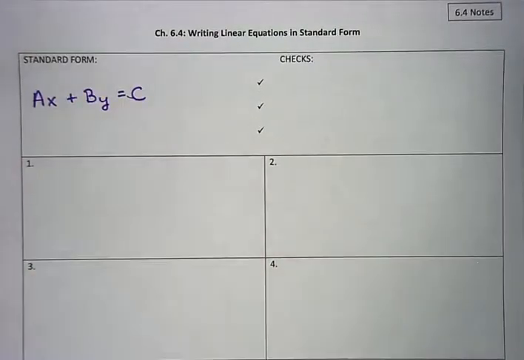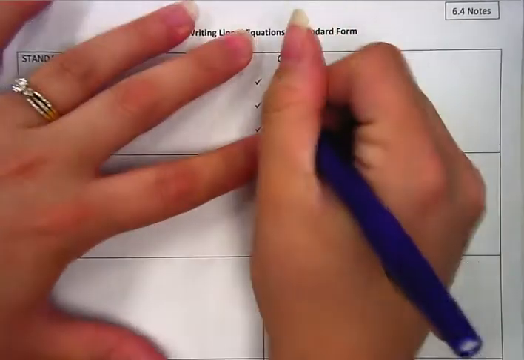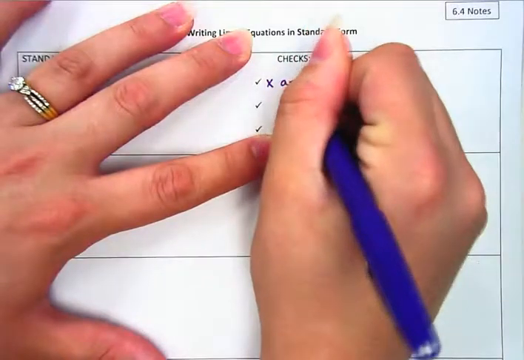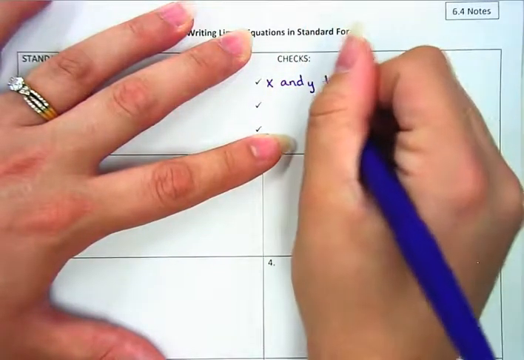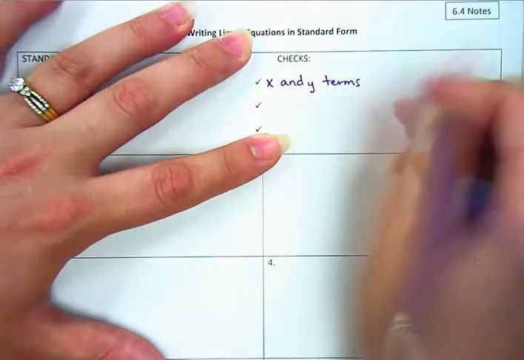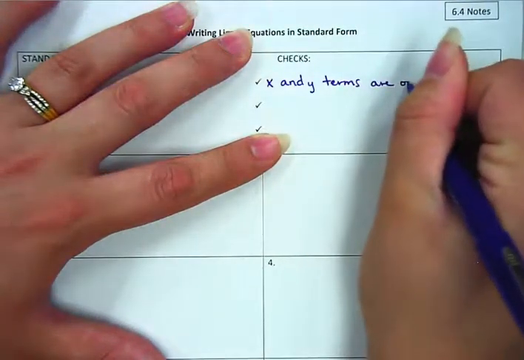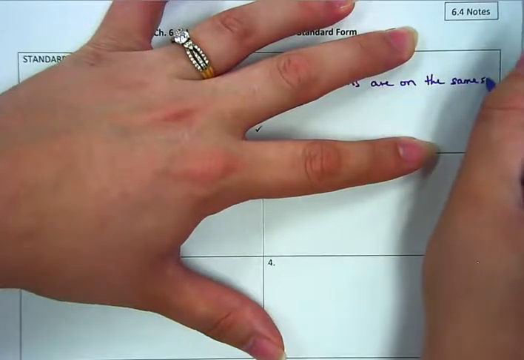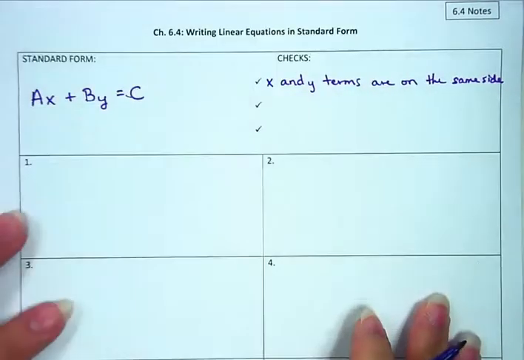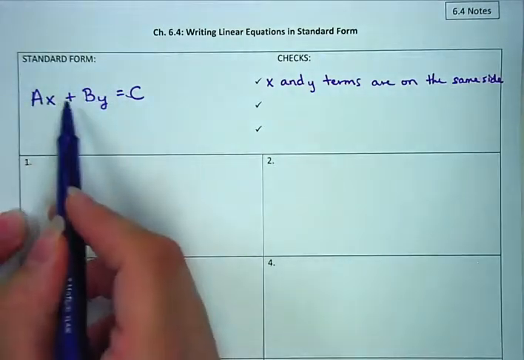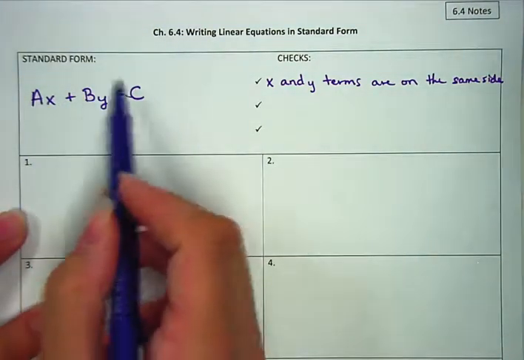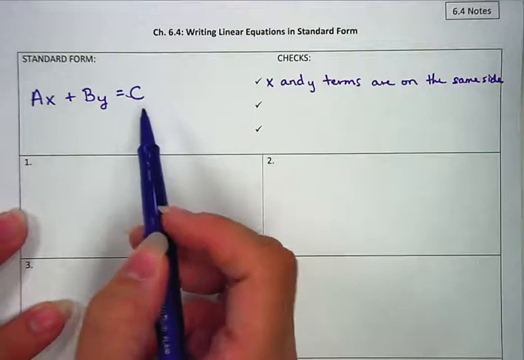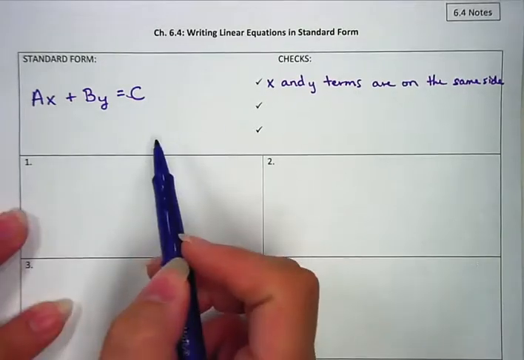The first thing that makes it standard form is that the x and the y are on the same side and the constant's on the other. So that's our first check: x and y terms are on the same side. If it doesn't equal a constant, whether it's 0, 1, -5, then it's not in standard form.